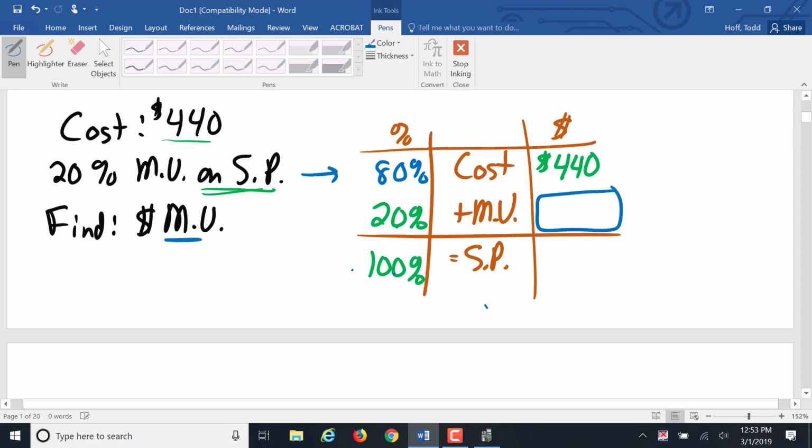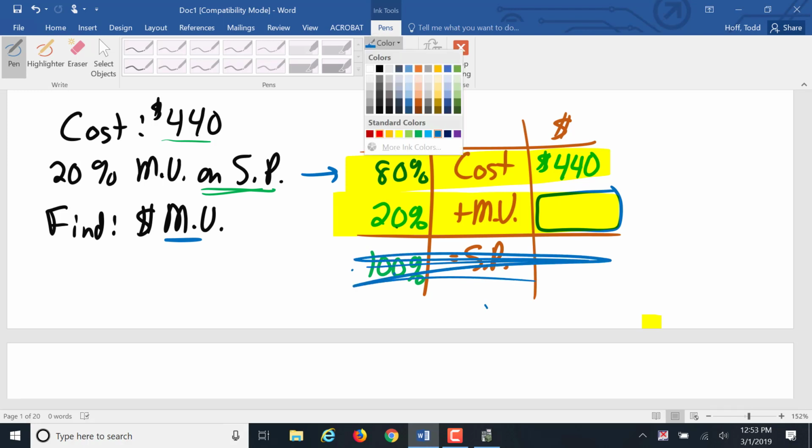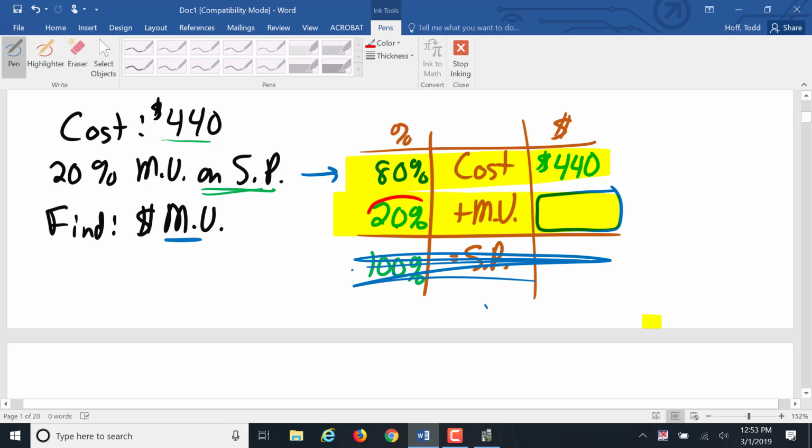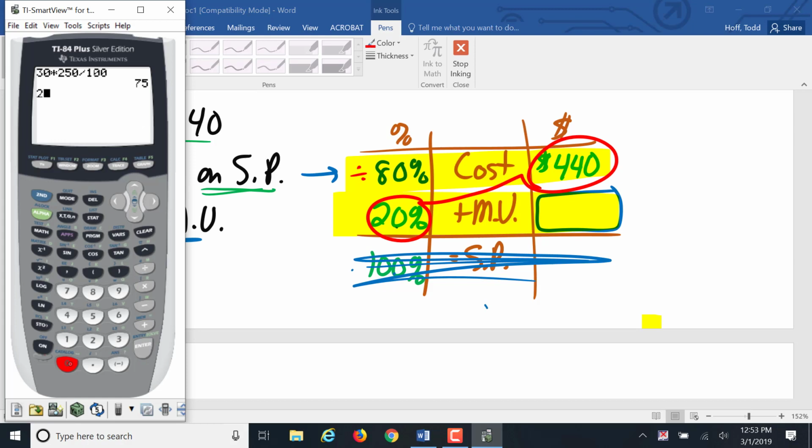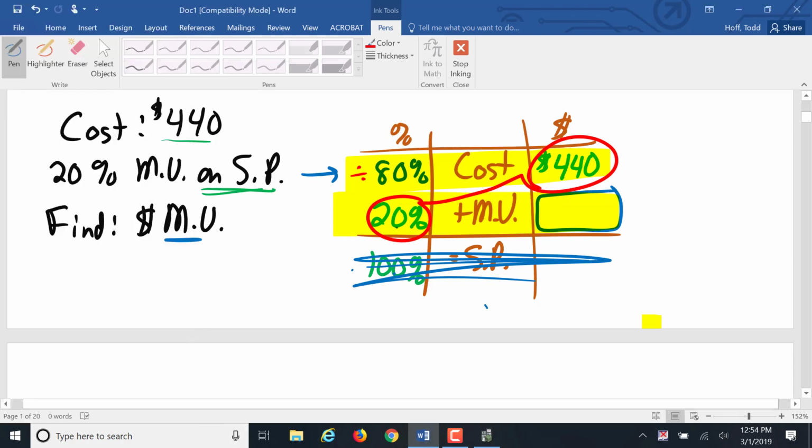We're asked to find the dollar markup. That's this value right here. So again, we have the row that has both numbers. The cost has both the percent and the dollars. The markup has the number we're looking for. Remember, we must always have the number on the other side of what we're looking for. So that means I don't need the bottom row this time. So I'm going to cross multiply and divide here. 20 times 440 divided by 80 is going to give us $110. So there's a markup of $110.